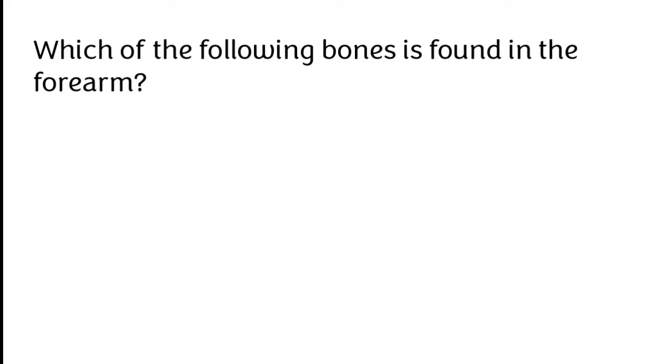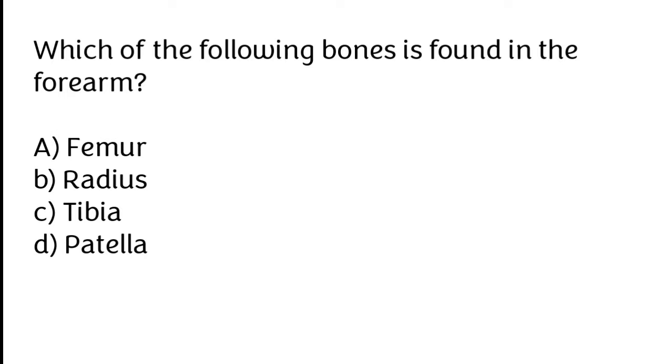Which of the following bones is found in the forearm? Femur, radius, tibia, fibula. The correct answer is option B. The radius bone is found in the forearm.